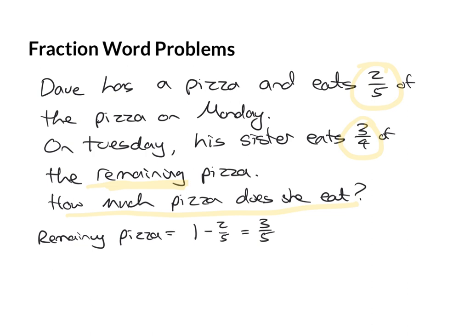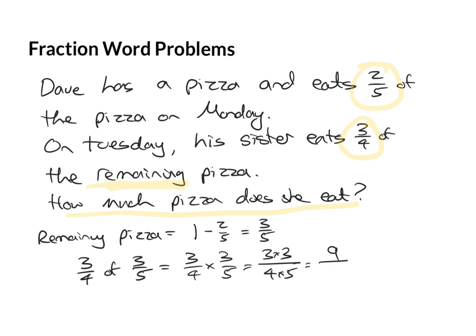So 3/4 of 3/5. And in mathematics, when you're looking at a fraction of something, it's multiplication. So she wants 3/4 of 3/5. So 3/4 of 3/5 is 3/4 multiplied by 3/5. And that then is just a multiplication sum. So we've got 3 times 3 on the numerators. We've got 4 times 5 on the denominator. And that's going to give us 9/20. So 9/20 is what she eats.